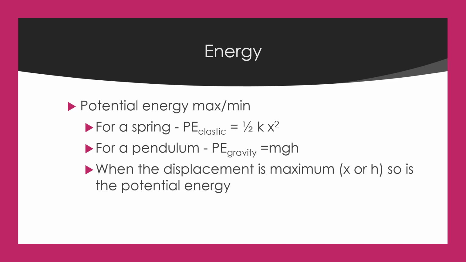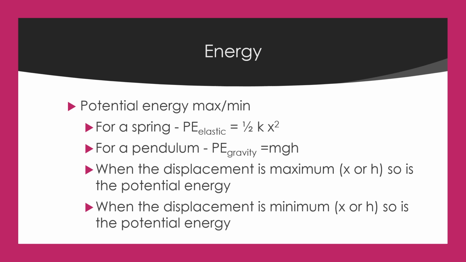You can think about this with a spring as well. If I'm stretching the spring as far as it'll go, it has tons of potential energy. So when I let go, it's just going to transfer to kinetic. When the displacement is minimum, again, when your x or your h is minimum, so when you're really close to the ground if you're on a swing, or when the spring is in its relaxed state, the potential energy is also at a minimum. This makes sense because you would have your highest kinetic energy there.